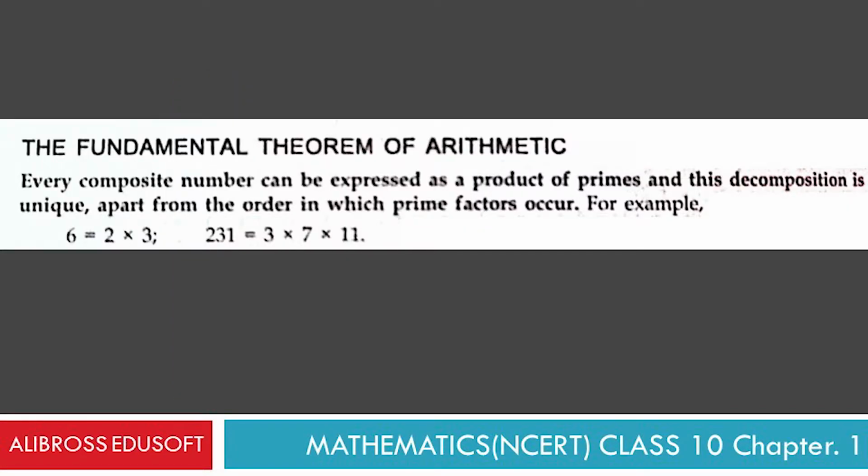Every composite number can be expressed as a product of primes, and this decomposition is unique apart from the order in which prime factors occur. For example, 6 equals 2 into 3, 231 equals 3 into 7 into 11.